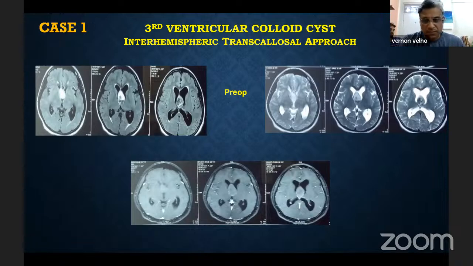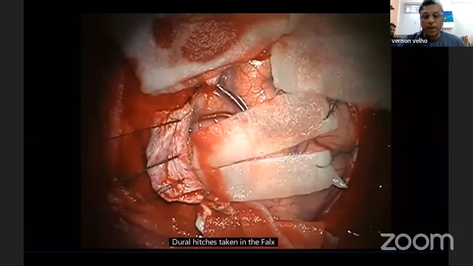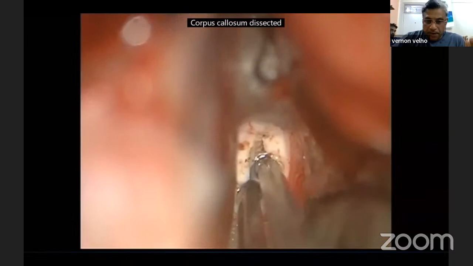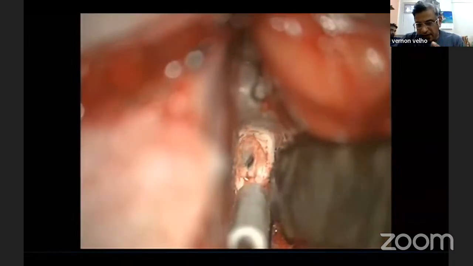Now, this is a cyst with an altered signal intensity. You see areas that are hyperintense and also hypointense, so this is going to be pretty solid when you are operating. This is the way we do it, a classical transcallosal approach. In previous years, we used to use the retractor. Now we don't use the retractor.